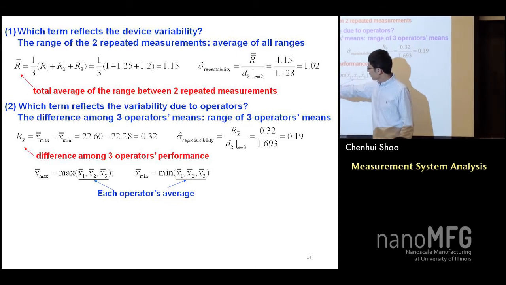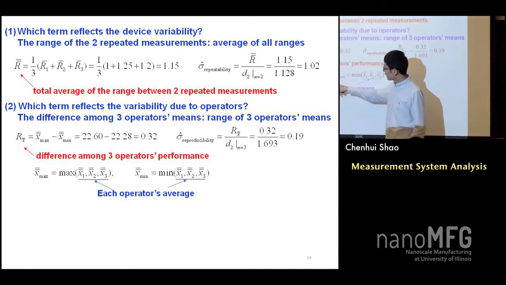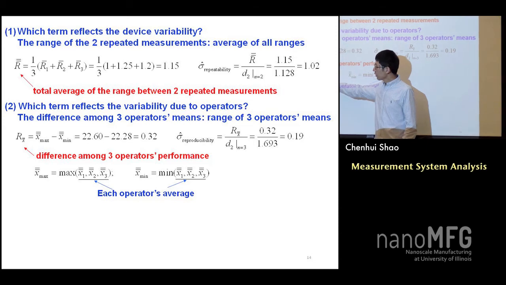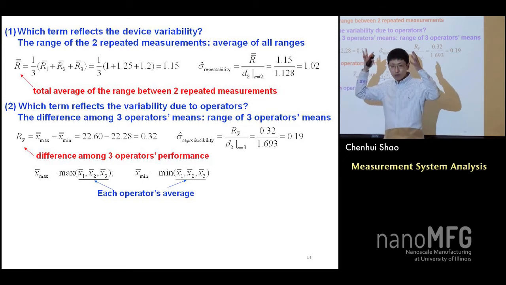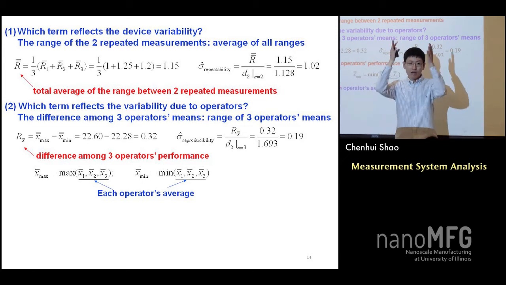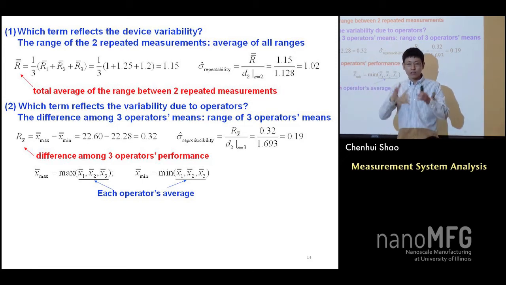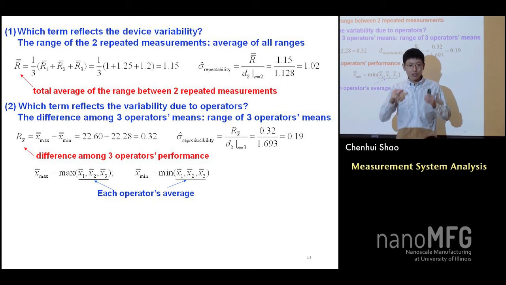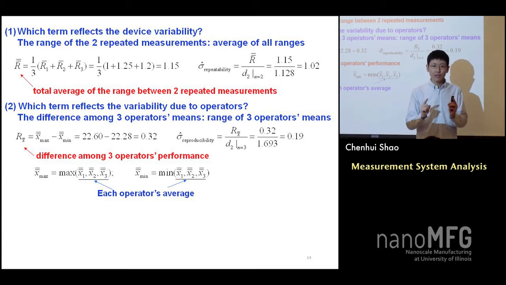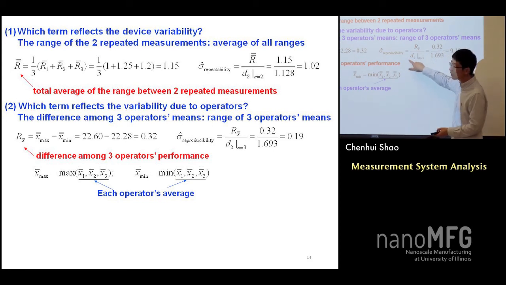So here is the average for each operator. X1 double bar is only for operator 1. X2 is for operator 2. Even though I have double bar, that's for operator 1, all measurements for all parts. So the difference between these X double bars is reflecting the difference between operators. And you count how many operators you have, you get a sample size for these values. Alright? Okay.